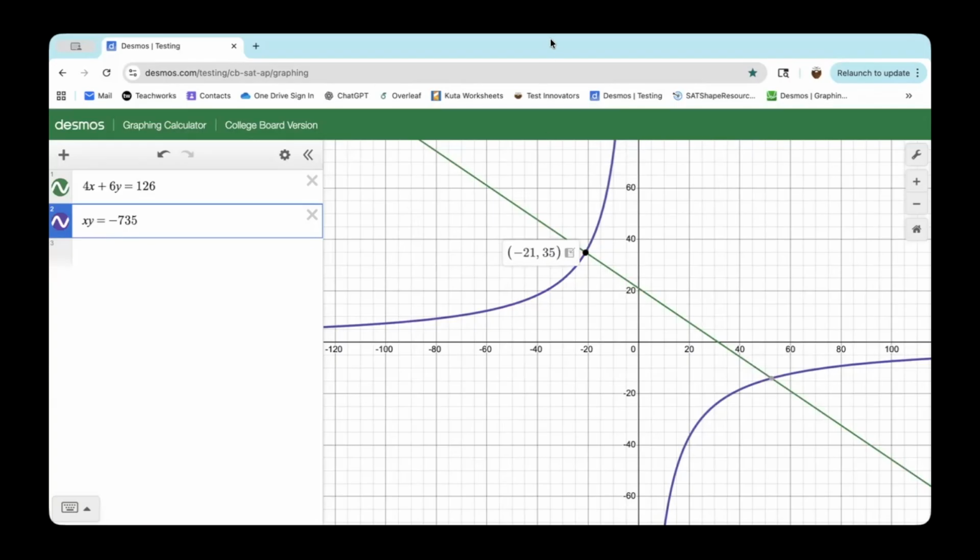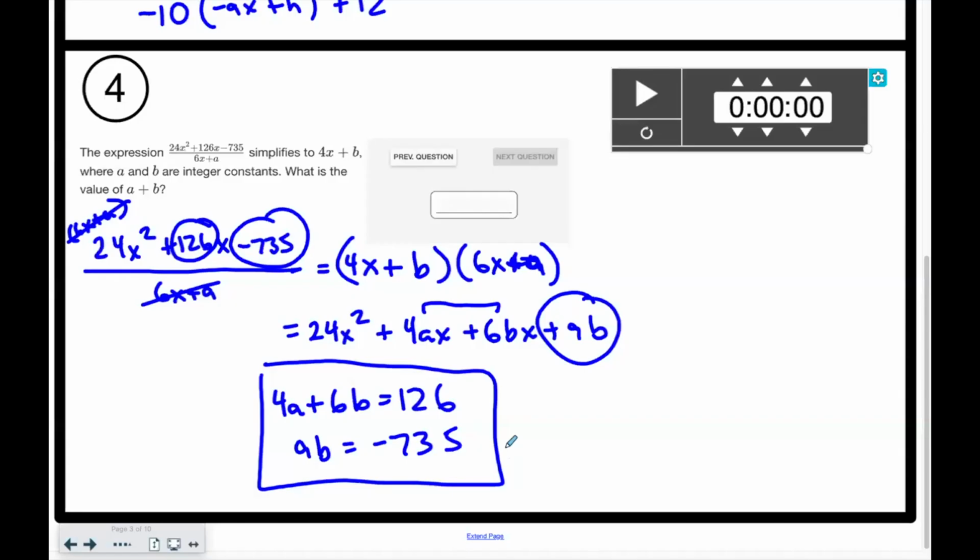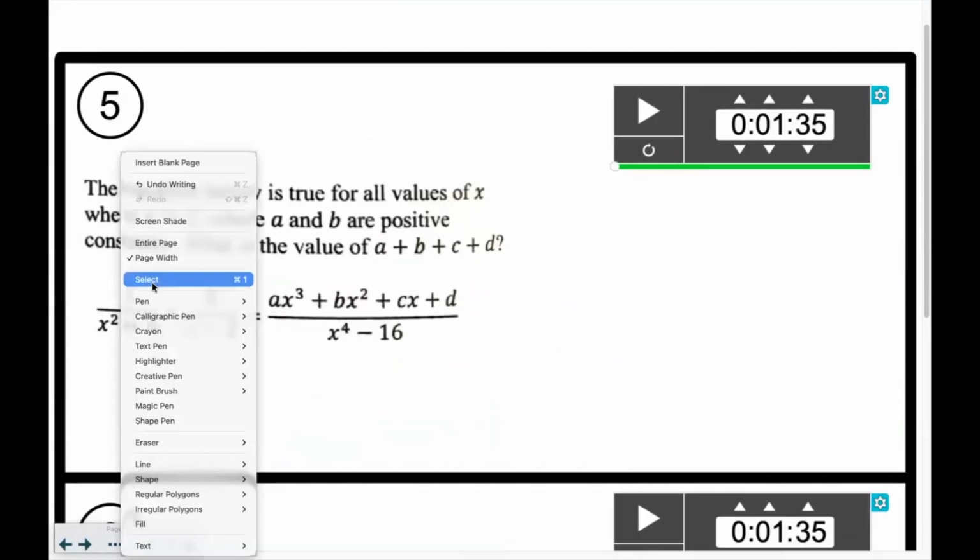So I'm going to jump back to the actual problem. And since a is negative 21 and b is 35, when I add them together, I actually get 14 for the answer. So it's a combination of equivalent expressions, but then you get to a system that is better off to just use Desmos to solve it.